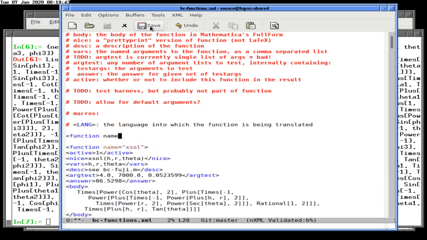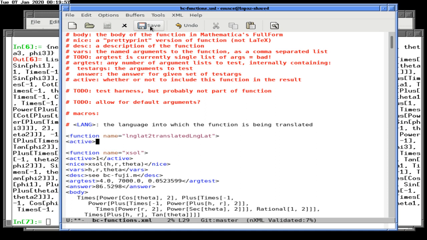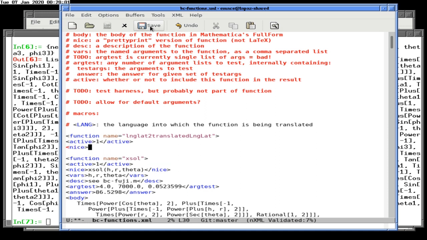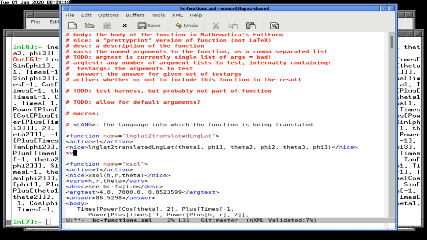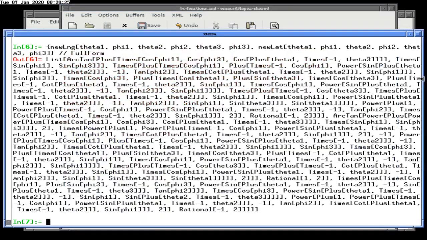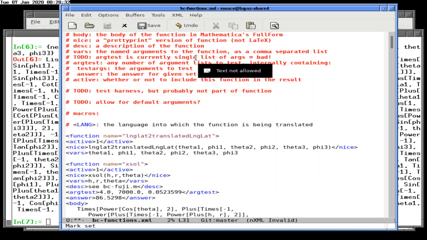Function name equals, long lat to translated long lat, and even that's going to be a horrible name, but there's just kind of no way to do this. Active, yes, we want the function to be active. The nice way of printing this function is this: theta 1, phi 1, theta 2, phi 2, theta 3, phi 3. The variables are these guys. And we're coming to the ugly part.